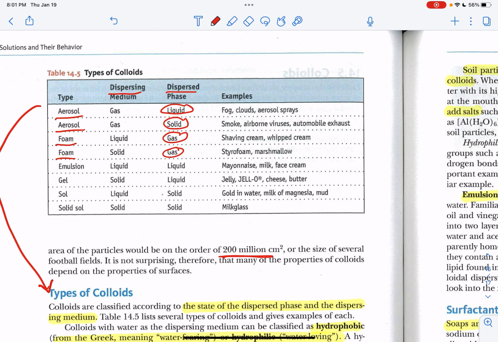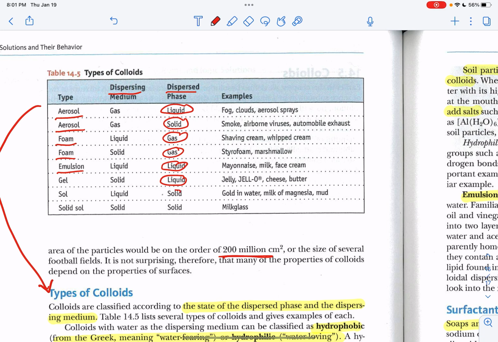And of course, shaving creams, whipped cream, and marshmallows are examples of that. You can disperse a liquid in a liquid. Call that an emulsion: mayonnaise, milk, face creams. You can disperse a liquid in a solid, and there's your Jell-O, cheese, butter, jelly.